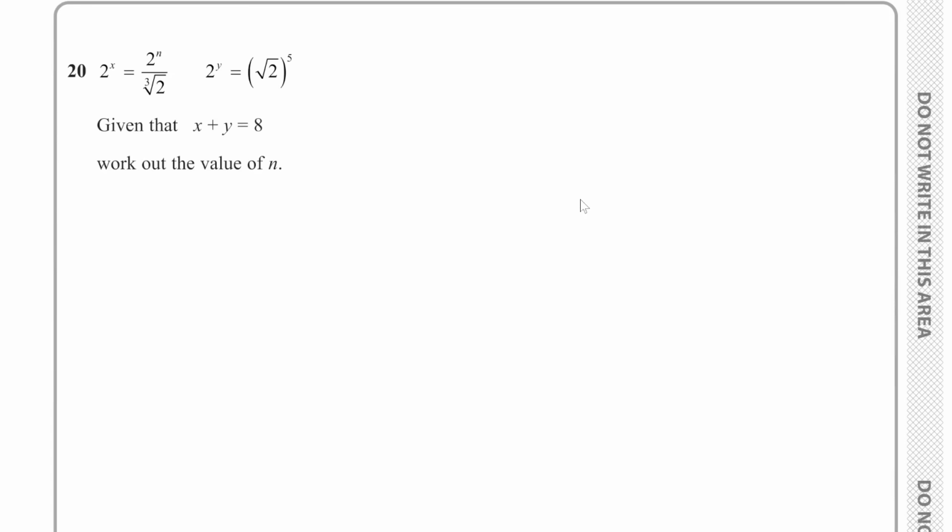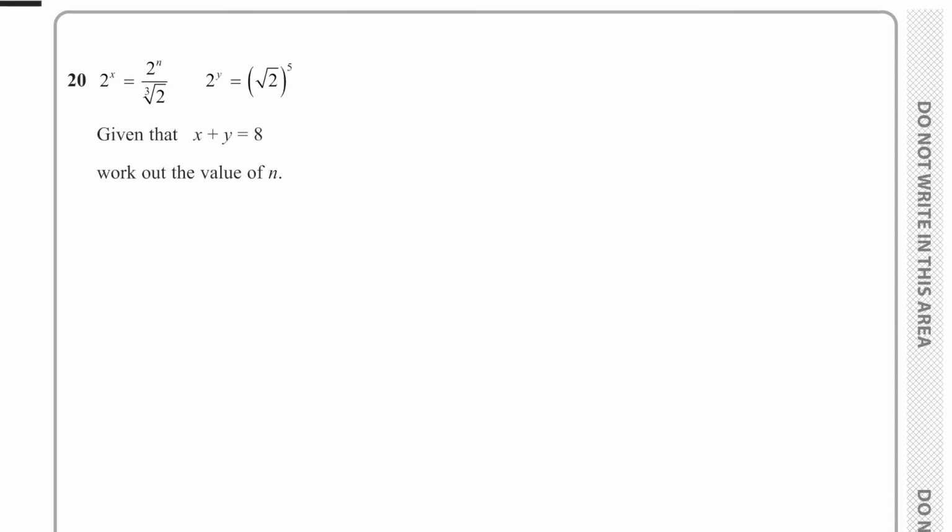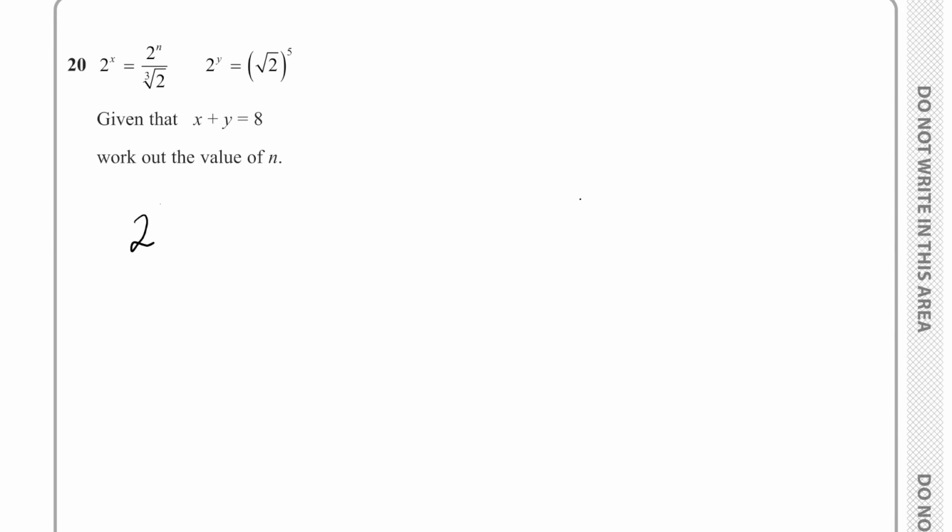Question 20, we've got some powers of 2. Given that x plus y is 8, find the value of n. So let's convert all of these into just regular powers of 2. So 2 to the power of x is equal to 2 to the power of n divided by the cube root of 2, which is 2 to the power of 1/3. A cube root is the power of a third.